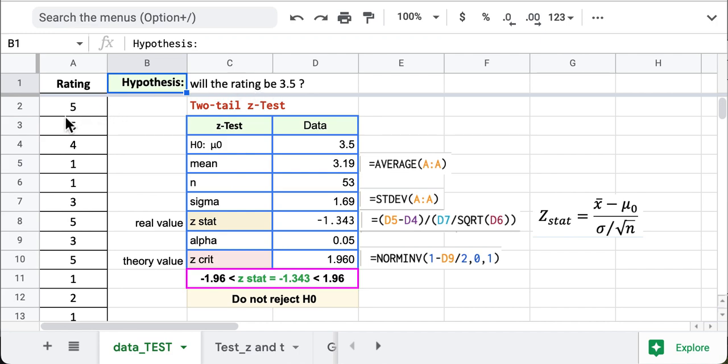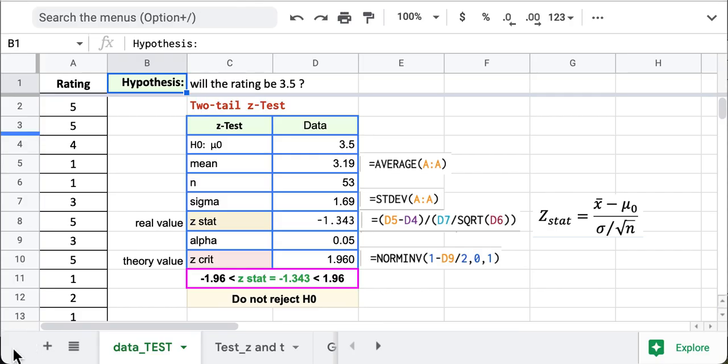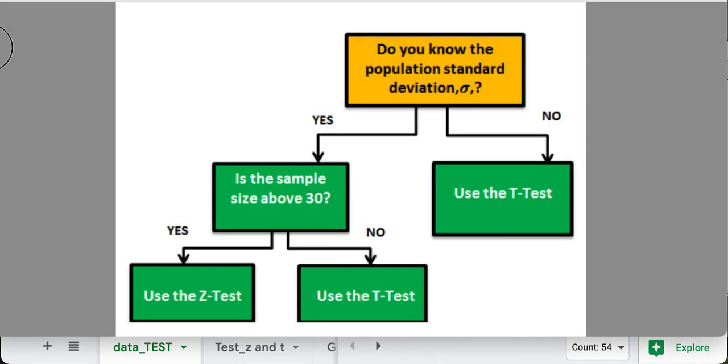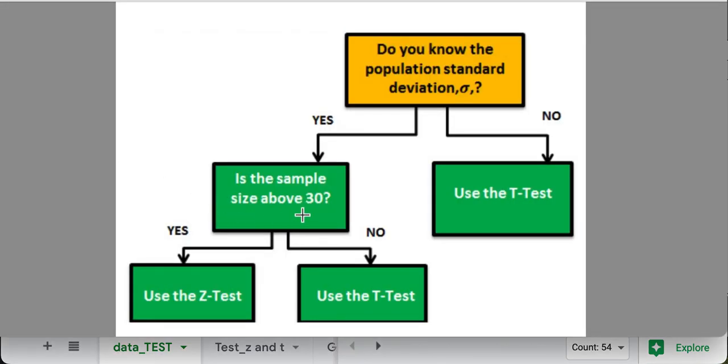Next, based on the theoretical knowledge, we choose which test to use. Do you know the population standard deviation? If you have data like we have, we can always calculate the standard deviation. So, yes. Then we'll look at the size of your data, if it is more than 30 or not. In our case, the rating count is 53. So yes, it's more than 30. Then we use the z-test.